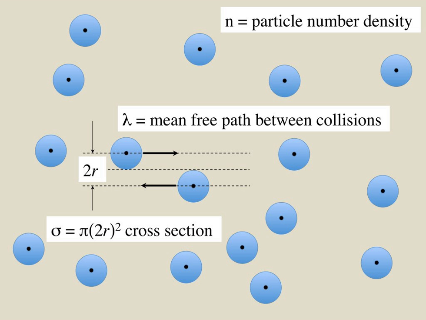The differential angular range of the scattered particle at angle θ is the solid angle element dΩ = sin θ dθ dφ. The differential cross-section is the quotient of these quantities, dσ/dΩ.